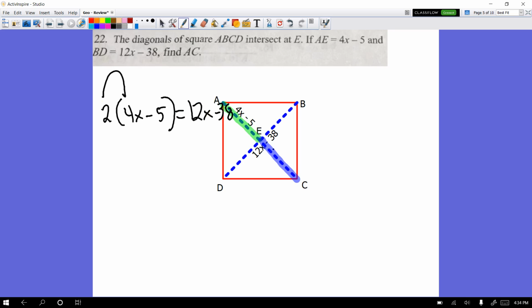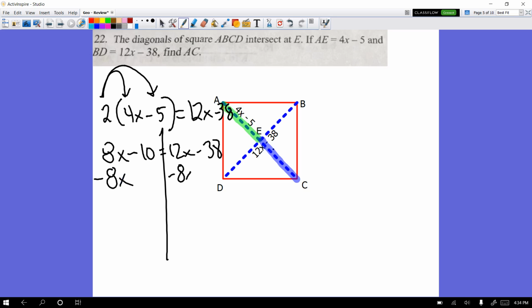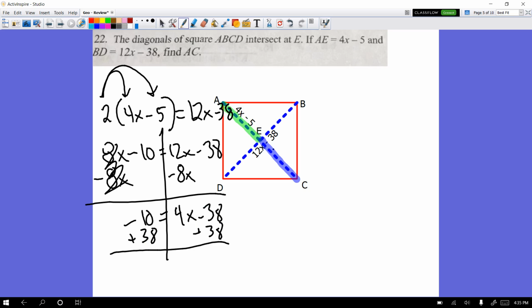So this is where distributive property comes in. 8x minus 10 equals 12x minus 38. Multi-step equation. Start with your smallest variable, minus 8x. Negative 10 equals 4x minus 38. Get numbers on one side. Two-step equation. Plus 38. 4x equals 28, and one-step equation, divide by 4. x equals 7.